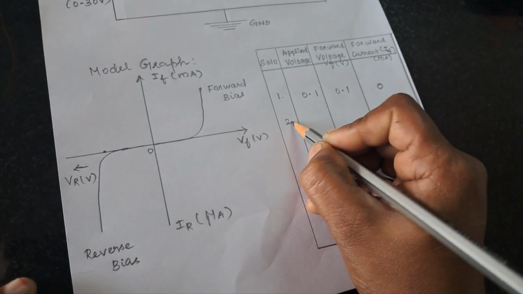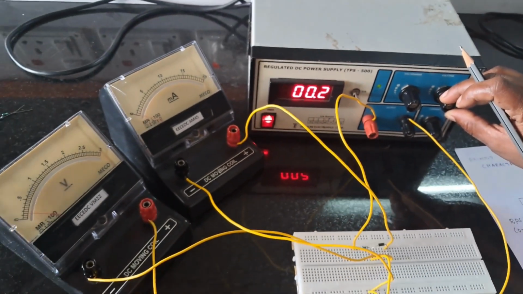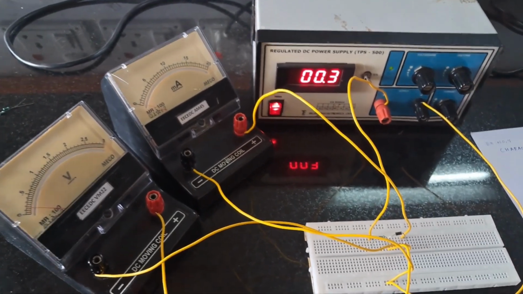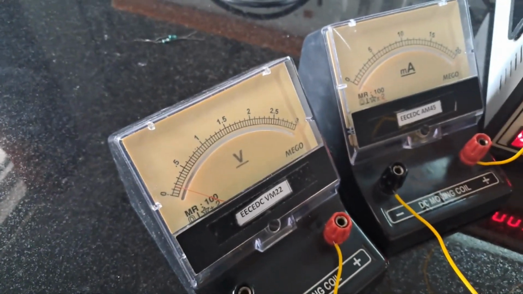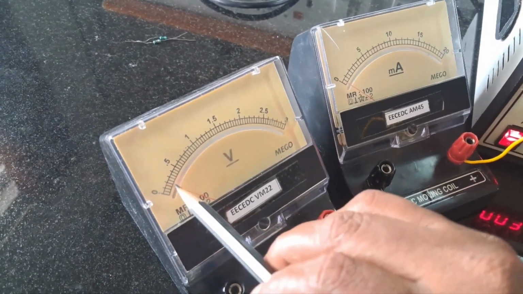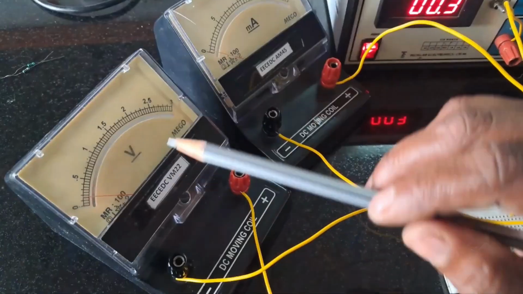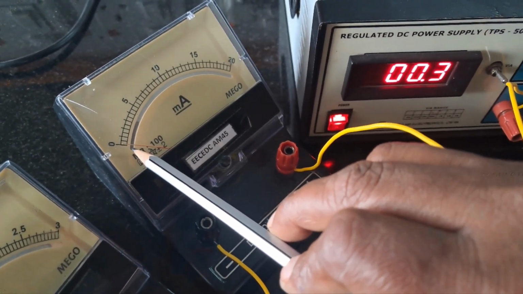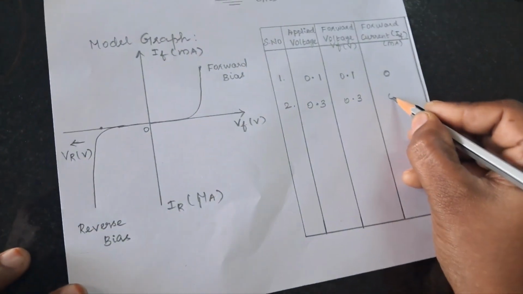Next, we have to note down the second reading. We increase the voltage, 0.2, 0.3. The applied voltage is 0.3 and our voltmeter reading is 0.3. At the same time we measure the ammeter reading. It should be 0. We note down the 0 value.